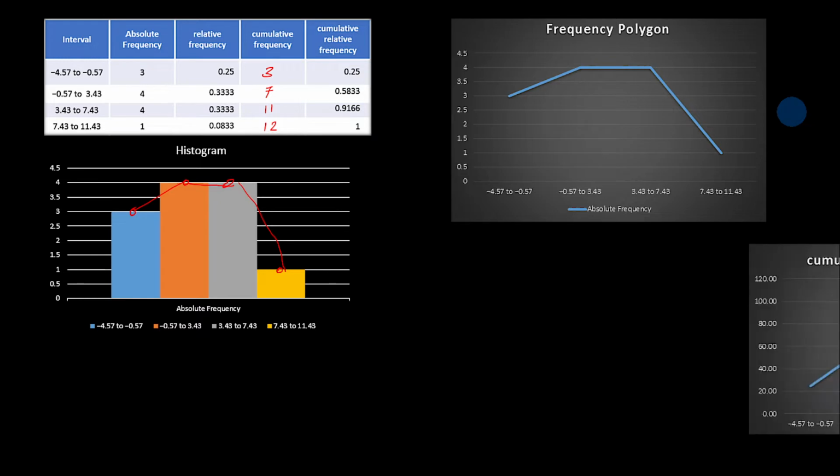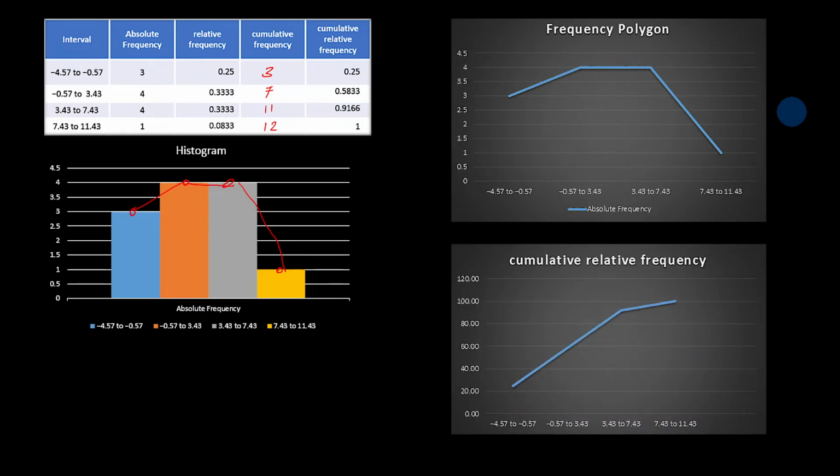Anyway, now we can talk about the cumulative relative frequency chart, which is this column right here. As you can see, the line is ever increasing, because with the cumulative relative frequency, if you remember, we were just adding the percentages. So it goes up continuously until it gets to 100%. It doesn't matter if you have a million intervals or two intervals, the last interval should get to 100%. That is 100% of your data.